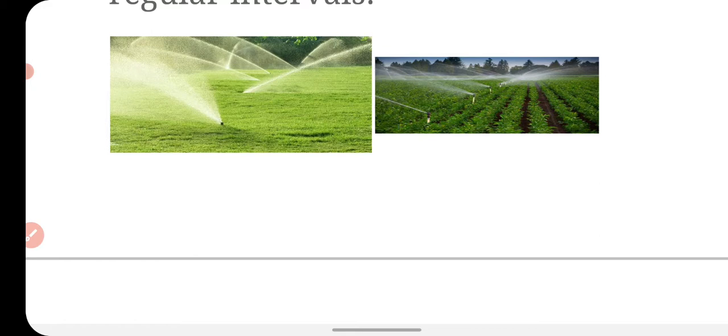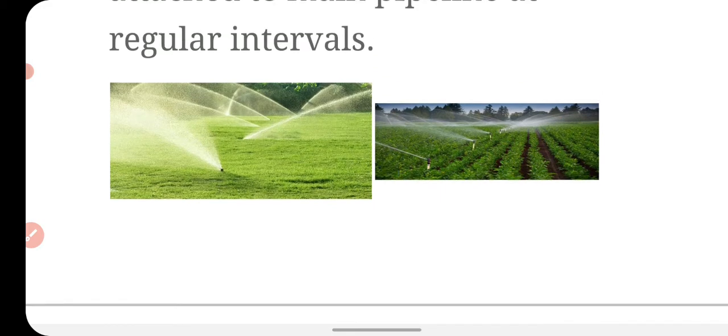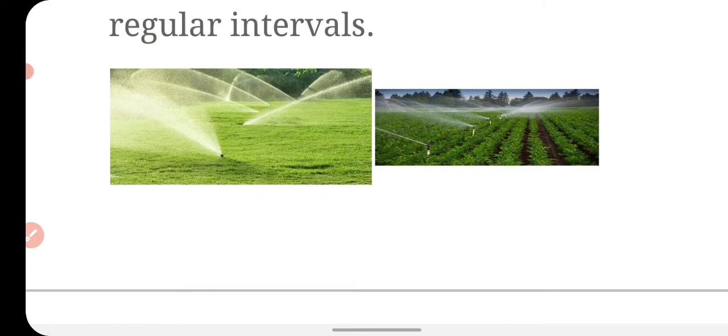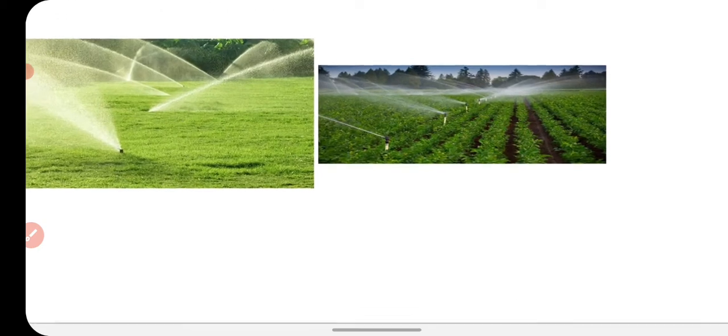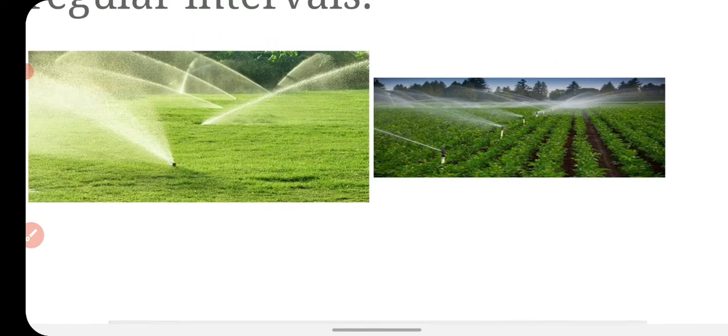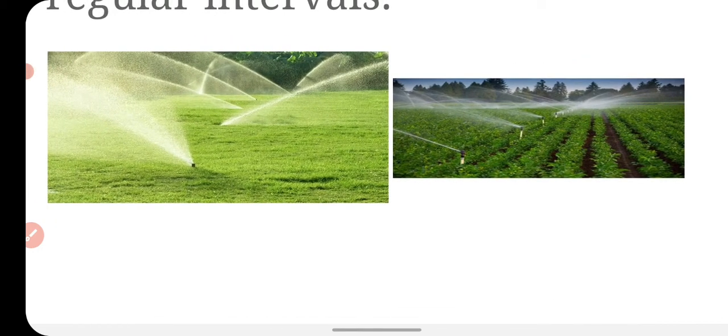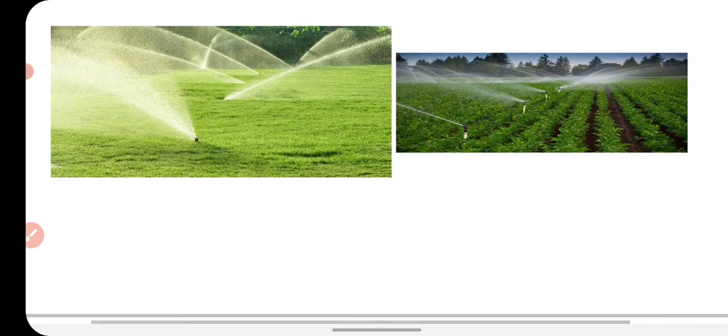That kind of irrigation is known as the sprinkler method of irrigation, and this is very efficient and very useful in areas where the soil is sandy and cannot retain water for a longer duration, and where less water is present. In this system you can use the water over large areas, and it can be used very efficiently.